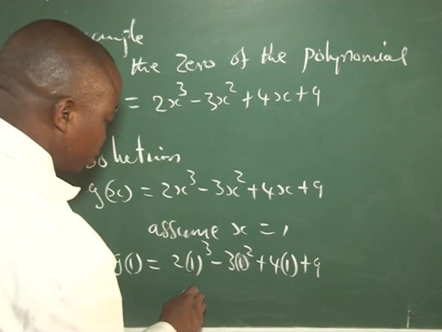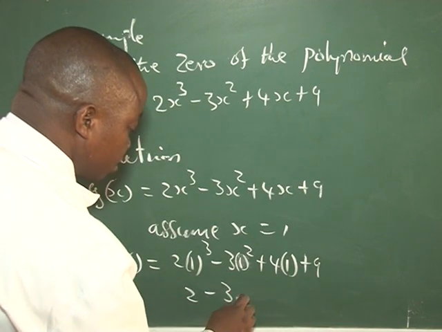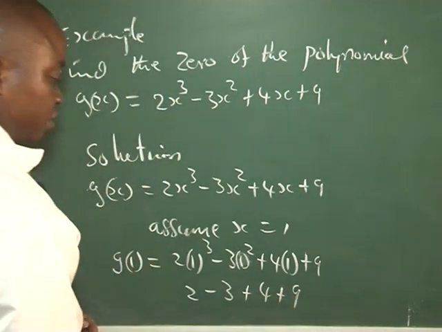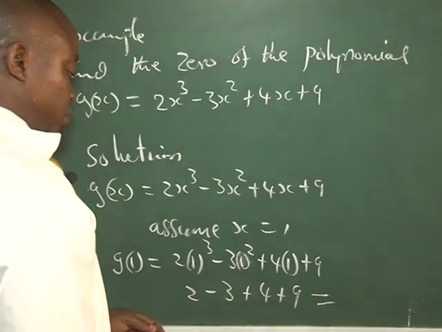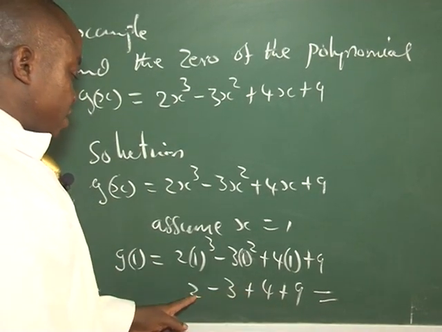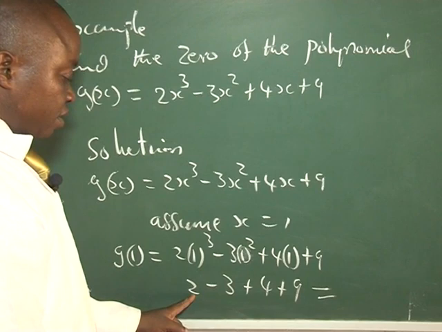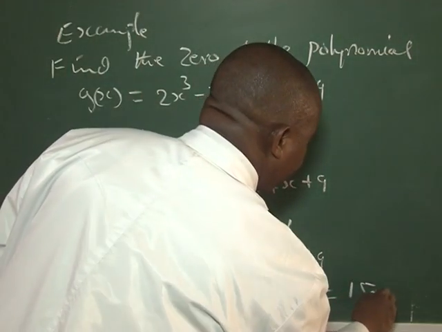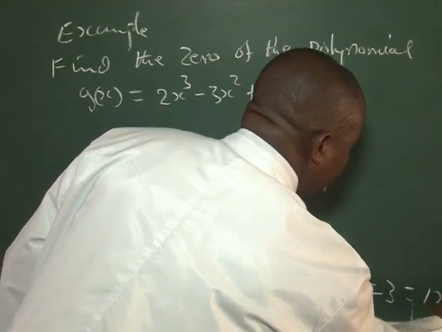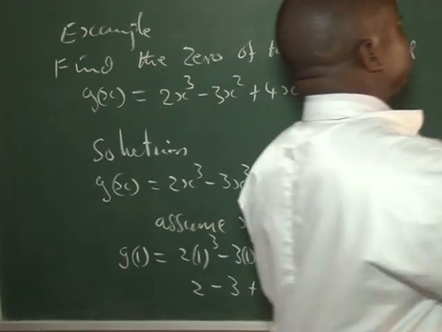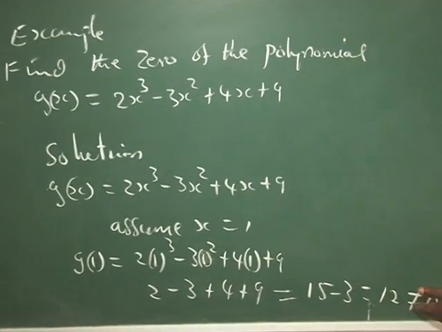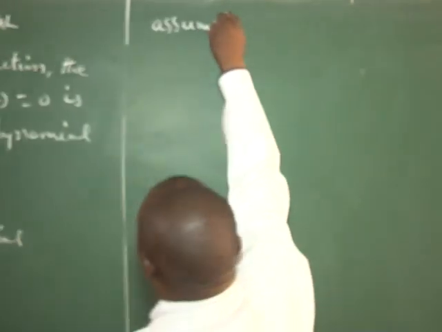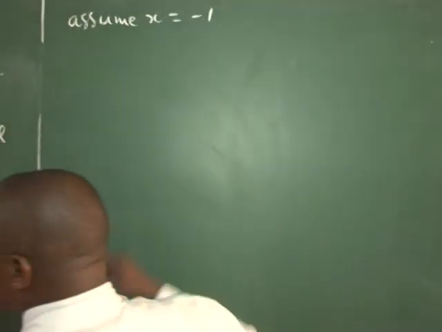And that will give us 2 minus 3 plus 4 plus 9. 2 plus 4 is 6, 6 plus 9 is 15, 15 minus 3 is 12, which is not equal to 0. So the 12 that we have is not equal to 0. Now we are also going to assume x equals minus 1.